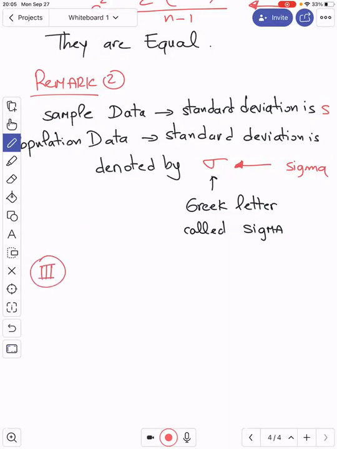So we had the range, the standard deviation, and the sample variance. Next, we have the coefficient of variation.